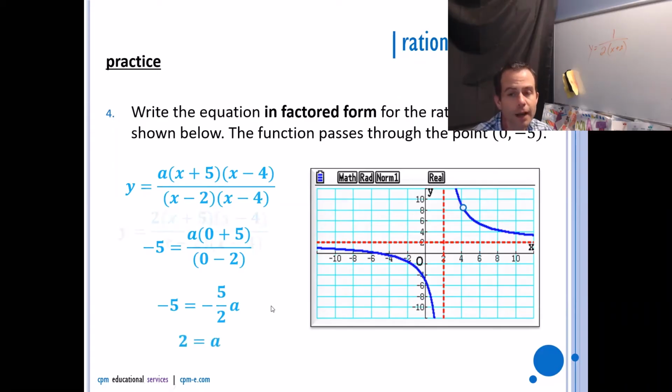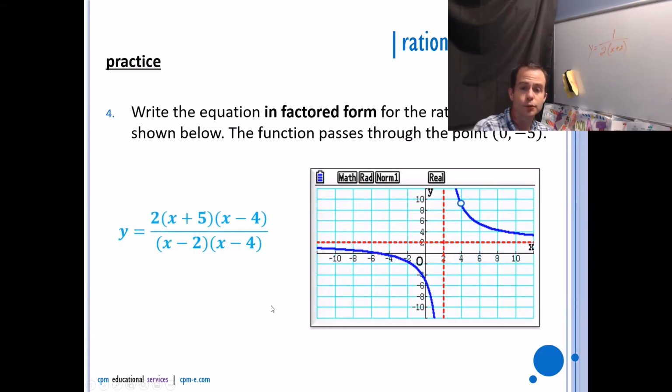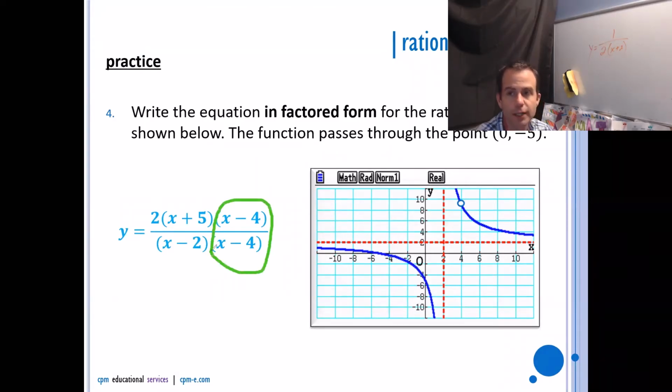Okay, so my final answer is y equals 2, x plus 5, x minus 4, over x minus 2, x minus 4. Just a reminder, you do want these in your equation because that tells me you know where that point of discontinuity is. Okay, so even though it simplifies out, you want to keep it in your equation just to have the proper visual there. Okay.